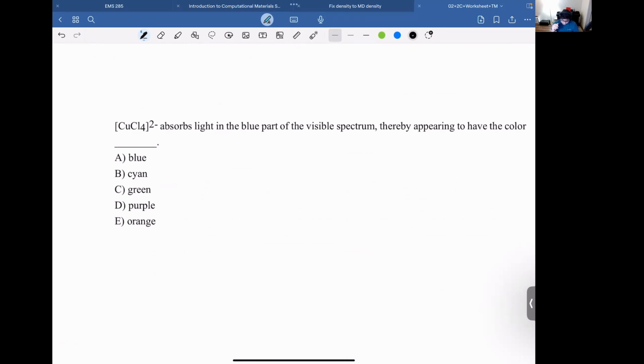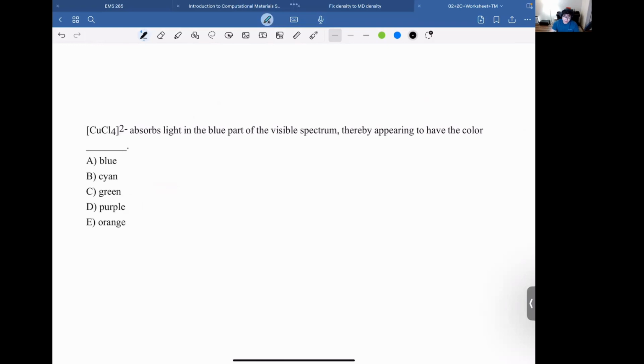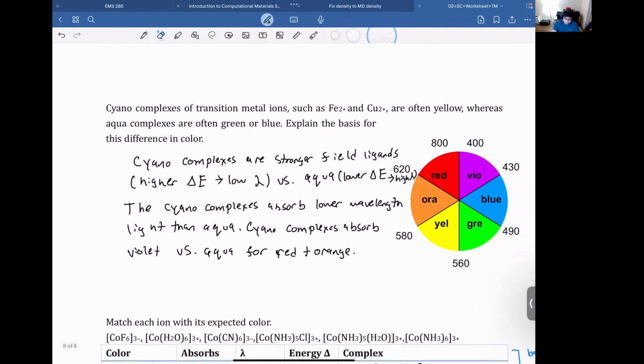Next, we have this tetrachlorocuprate 2 that absorbs light in the blue part of the visible spectrum, thereby appearing to have a certain color. So the way you figure this out is you look at the color that it absorbs, and it shows the opposite color on the color wheel.